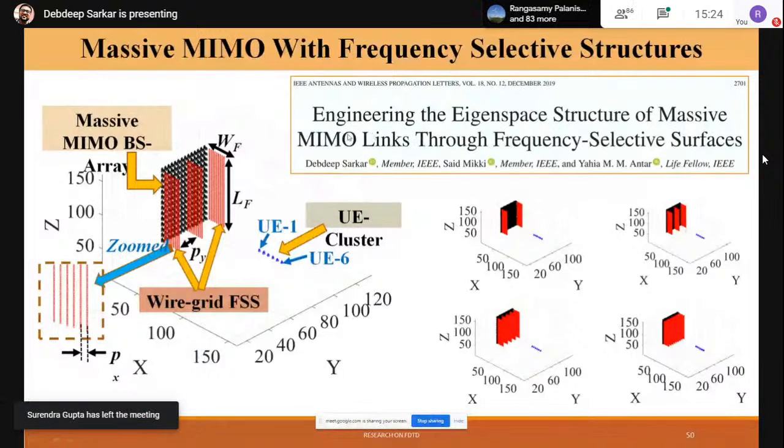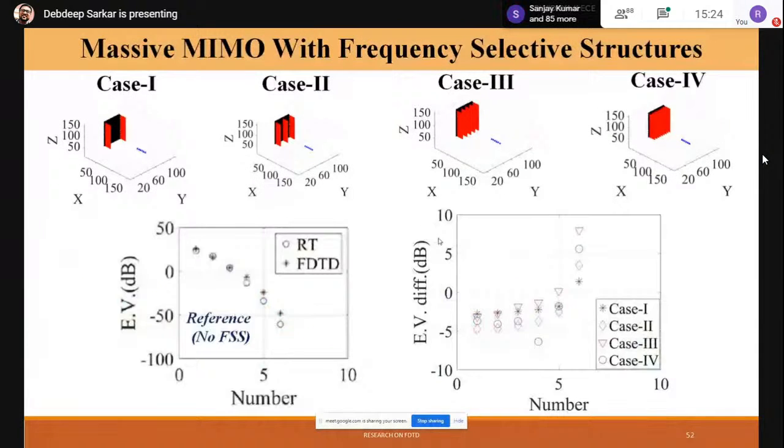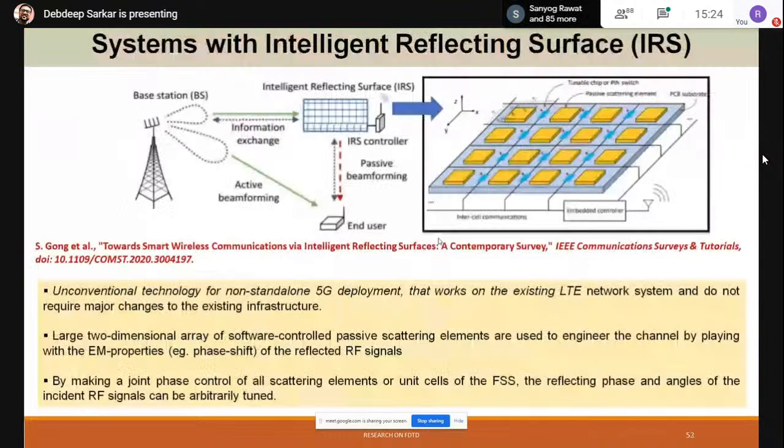But the engineering of the eigenspace structure of massive MIMO links using these FSS, we already did some research on that, and this was not readily attemptable by the ray tracing system because it has a lot of rich electromagnetic dynamics. So we use the Poynting flow to visualize it. You can look into the paper to see how we got these eigenvalues for the channel. I will not bore you with the details here.